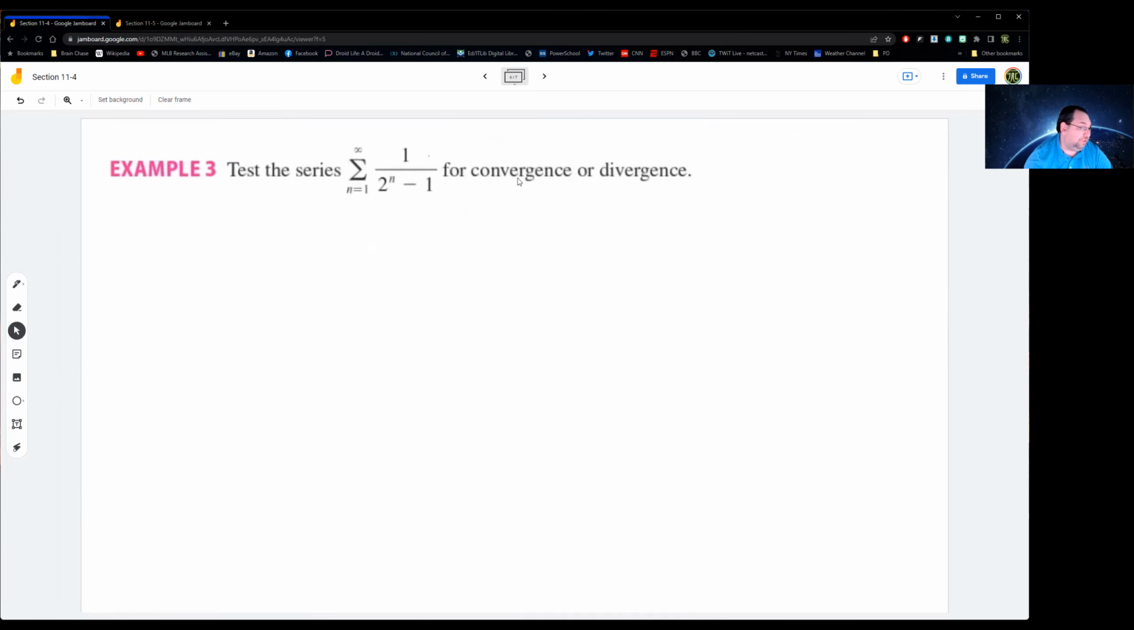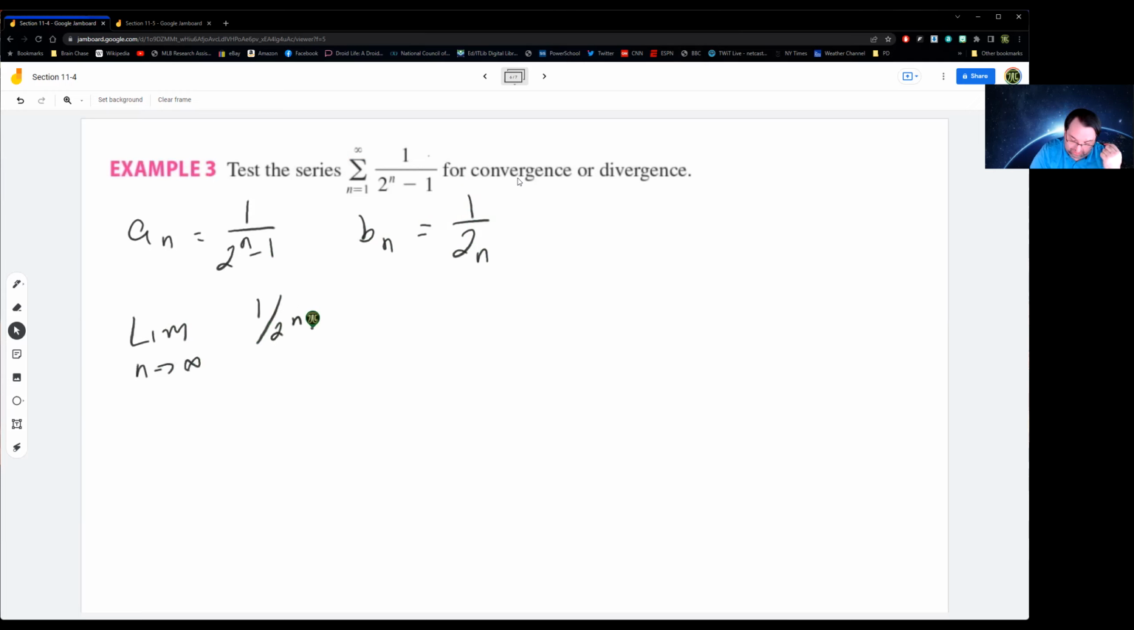So let's do it with the one we were just looking at. I'm going to make my an 1 over 2n minus 1, and my bn is 1 over 2n. So now my limit is the division of these. It's the limit as n goes to infinity of 1 over 2n minus 1, and then 1 over 2n.